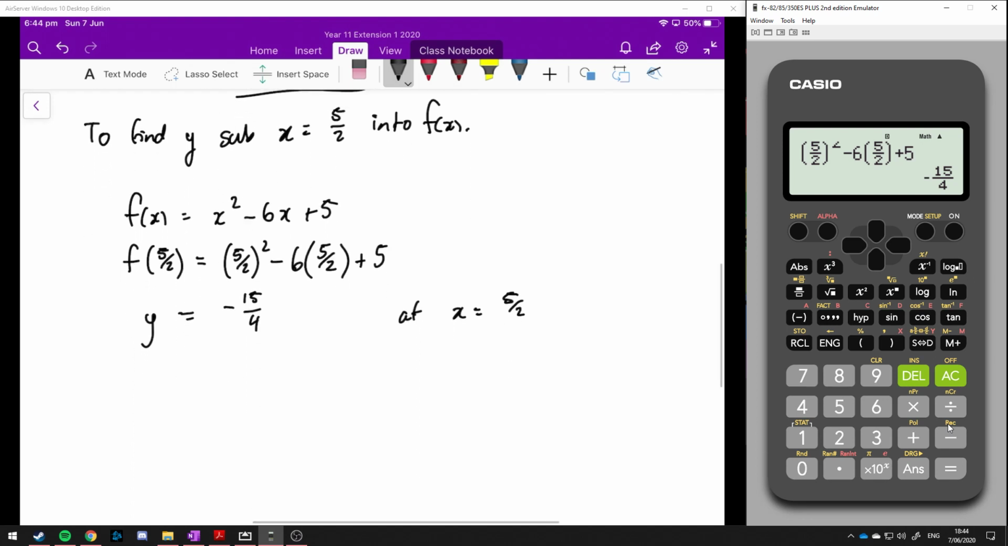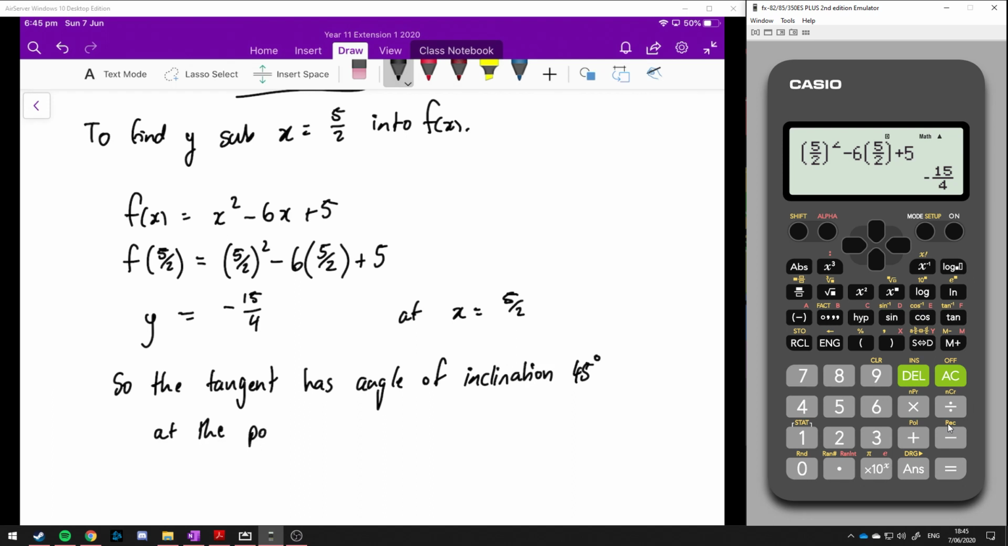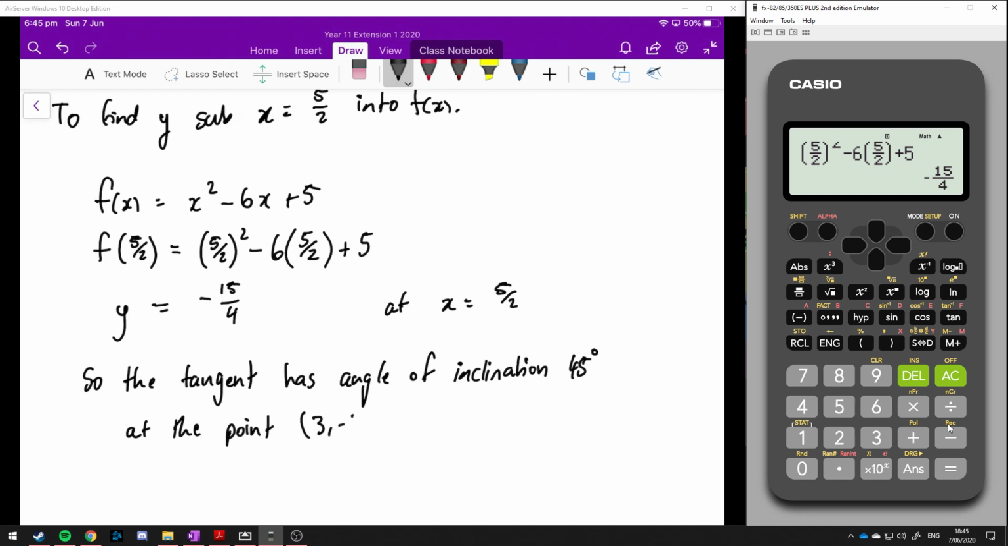So just to finish off, the tangent has angle of inclination 45 degrees at the point, it's going to be 3, negative 2, just like that. So with that being said, that is our one for this slot.